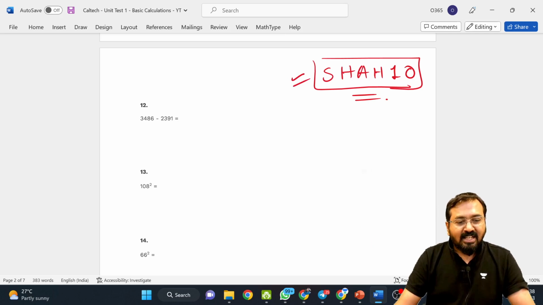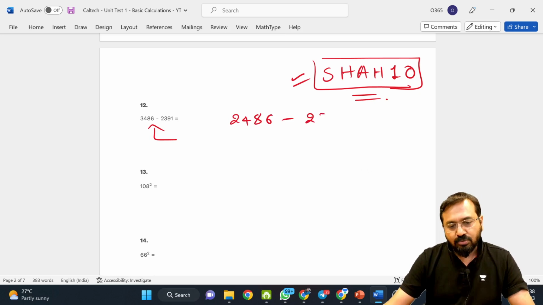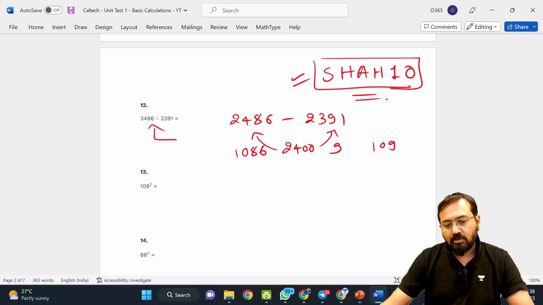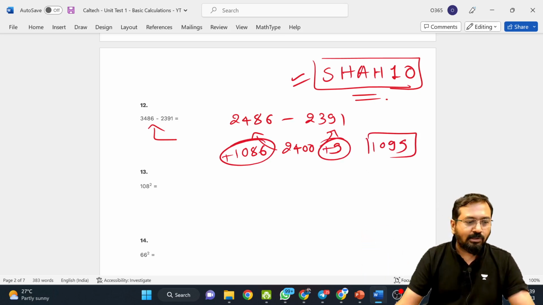Now guys, how to solve this question? Once again, our milestone method will come handy over here. Let me use my numbers: 3486 minus 2391. I can take 2400, the number in between. So this is 9, and this is going to be 1086. Just add these two numbers, 9 plus 1086, so it's going to be 1095. Very simple calculation. You could have done it directly also.